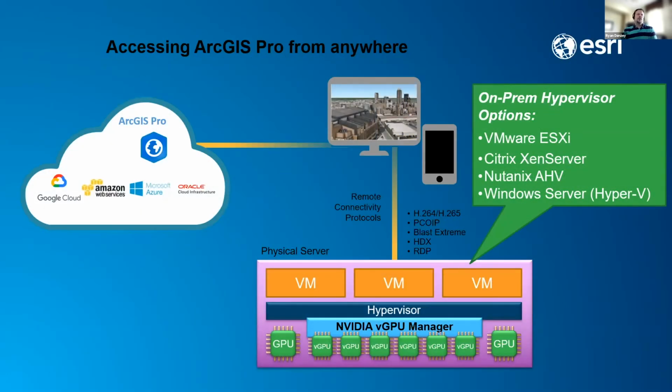How do we access from everywhere? Now, this is the big thing that you're here for, and this is the best way to describe it. We want you to be able to access Pro from any type of system. That means on-premise, that means the cloud. And the cloud has a lot of different options.